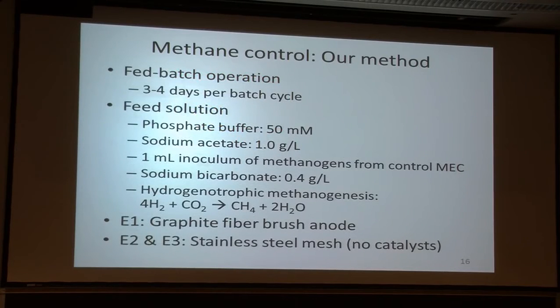So, detailed method: we operate reactors in fed-batch mode, and each batch cycle takes about 3 to 4 days. For the feed solution, we started from 50 millimolar phosphate buffer solution. We added 1 gram per liter of sodium acetate, and we added 1 milliliter of the methanogen inoculant from the control MEC. And we also added a certain amount of bicarbonate, because hydrogenotrophic methanogens need carbon dioxide as the carbon source and electron acceptor.